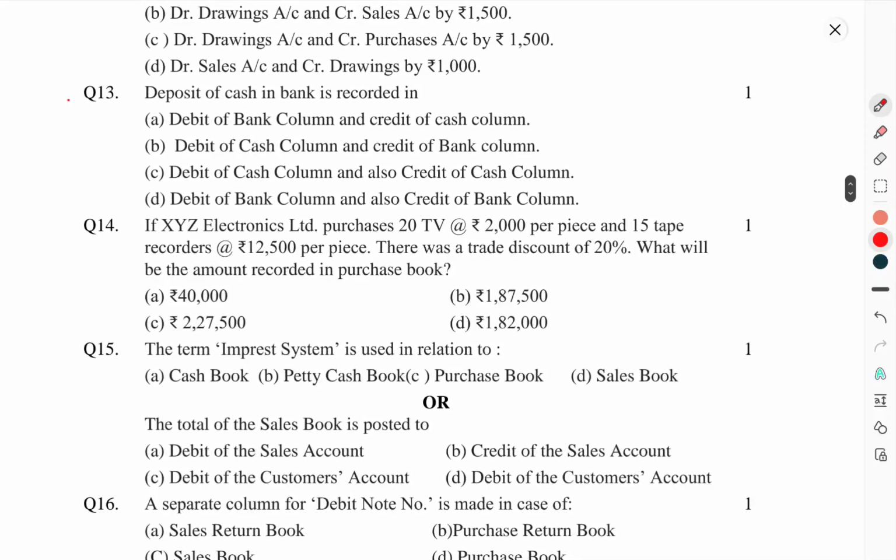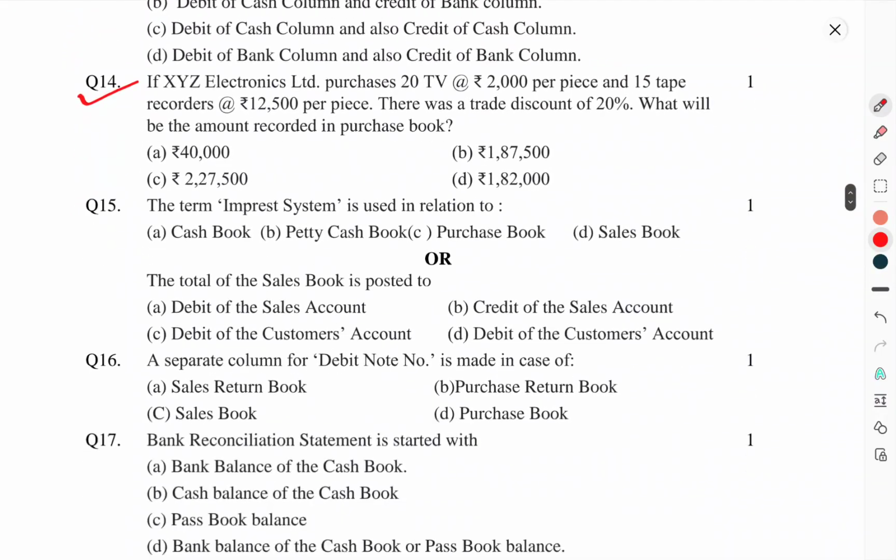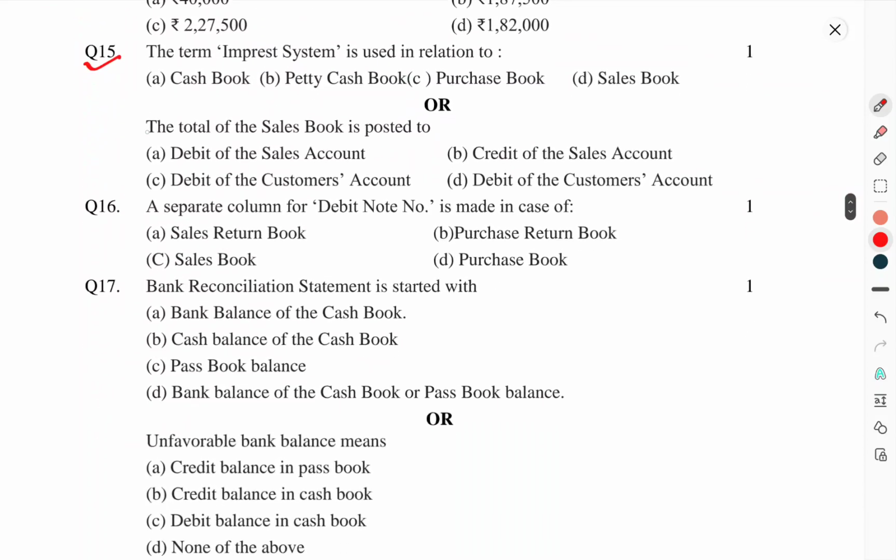Question number 13. A deposit of cash in bank is recorded in. Question number 14. If XYZ Electronics Limited purchases 20 TVs at the rate of 2,000 per piece and 15 tape recorders at 12,500 per piece, there is a trade discount of 20%. What will be the amount recorded in the purchase book? Now we have come to question number 15. The term imprest system is used in relation to, or the total of the sales book is posted to.